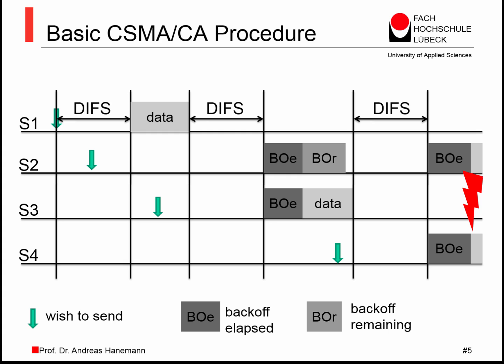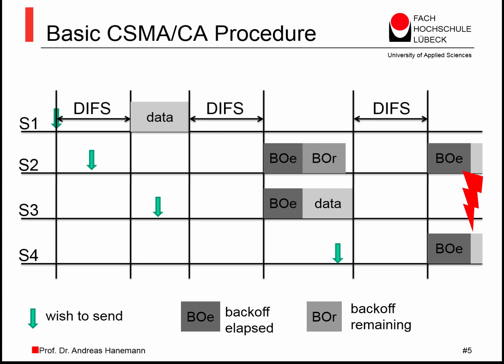At the beginning, S1 wants to send a frame. Since the medium has been free before, S1 just has to wait for the time DIFS and can then send the frame. S2 also wants to send a frame and starts to wait for DIFS, but then it observes that the medium is in use due to the frame of S1 and it stops the attempt. Also S3 wants to send, but finds a busy medium.